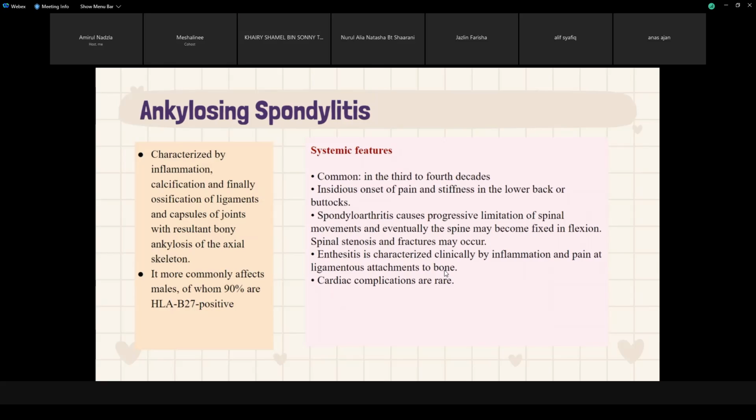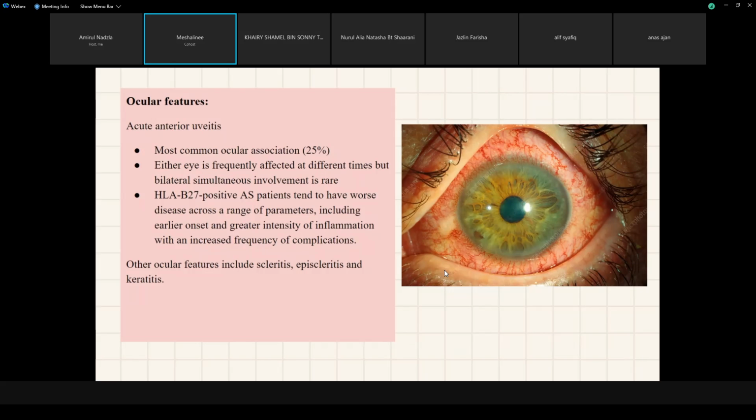Okay, next is ankylosing spondylitis. Ankylosing spondylitis is an inflammatory disease that affects the axial skeleton. If it affects the spine, it causes the bones of the spine to fuse, making it less flexible and resulting in a hunched posture. If it affects the ribs, it can be difficult to breathe, and it commonly affects males.